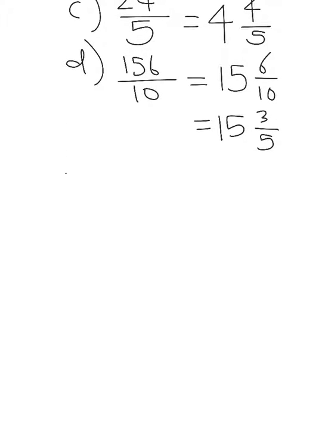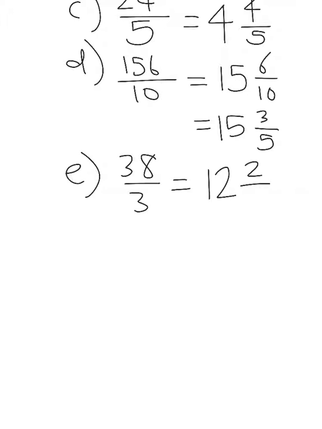And the last one is 38 thirds. How many 3s go into 38? Ooh, that's an interesting one. 3 9s are 27. 3 10s are 30. 3 11s are 33. 3 12s are 36. That's as close as we're going to get. And we've got 2 remaining, so 12 and 2/3, and we have smashed question 7.